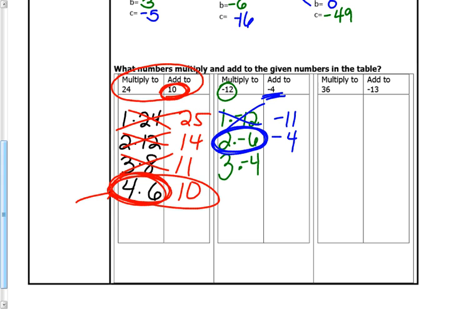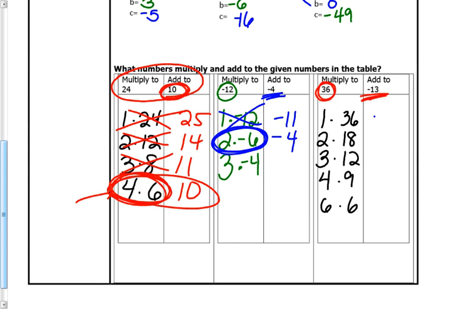And then finally, we want it to multiply to a positive 36 and add to a negative 13. Well, let's try and see what we got. 36 is 1 times 36, 2 times 18, 3 times 12, 4 times 9, and 6 times 6. So which one of these will give me a negative 13? Well, a positive plus a positive is a positive. So how would I get a negative here? Well, let's just see what we have.